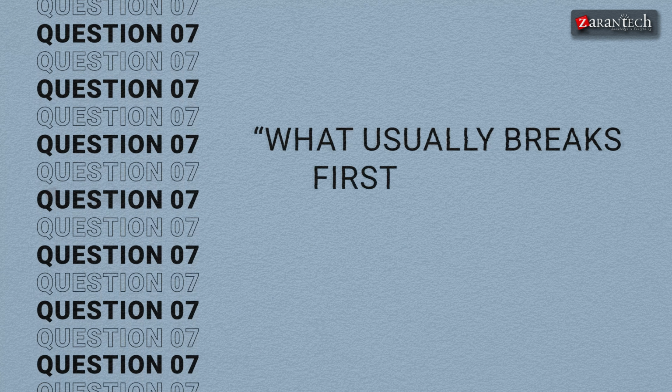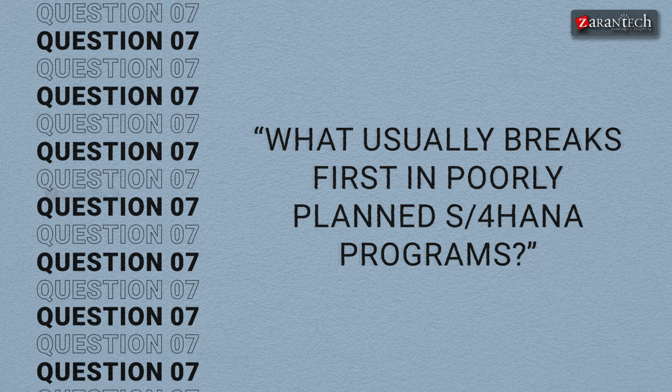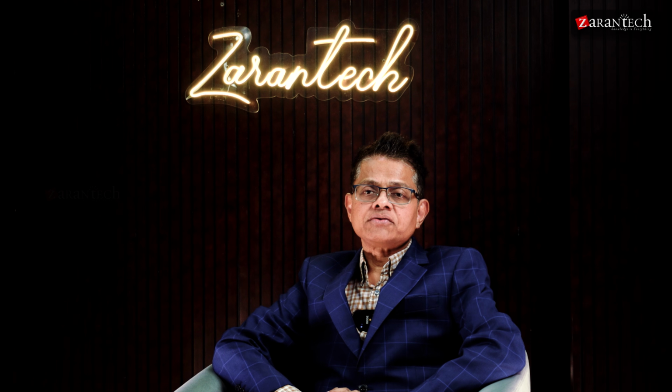What usually breaks first in poorly planned S4HANA programs? What usually breaks is if you take your ECC and upgrade it to S4, you take all your data without archiving, you do not do your custom code remediation, which is basically required to make your S4 work, typically tend to break. But the majority of the breakage is happening because of data.